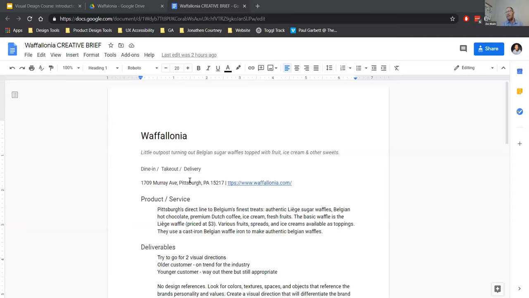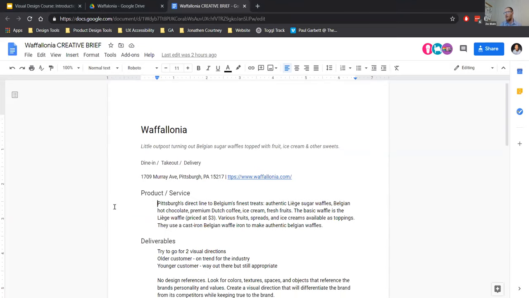Okay. So Waffalonia is a Belgian waffle shop in Pittsburgh, where I camped out for a good part of the COVID lockdown. I've never been there. It's not kosher. I don't know what it tastes like. And I don't know what Belgian sugar waffles taste like either. This store kind of stuck out to me because there was a bright blue facade that really popped out. So I thought that has a really interesting name, but the branding's kind of weak.